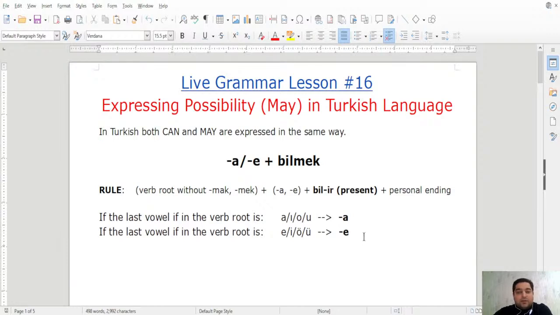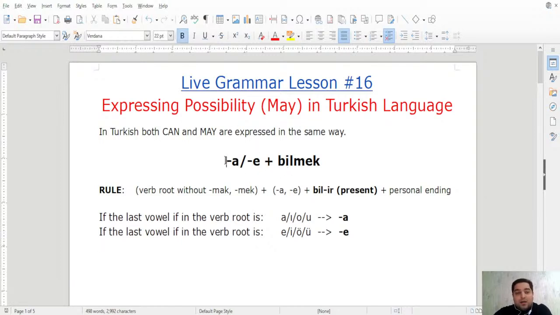I will not repeat everything about can, but basically in Turkish both can and may are expressed in the same way, especially when we talk about the affirmative form and the interrogative form specifically. But the difference comes in details. The difference happens when we talk about the negative cases, okay? And before we go into the negative one, let me first express the general way we express can or may in the affirmative case.